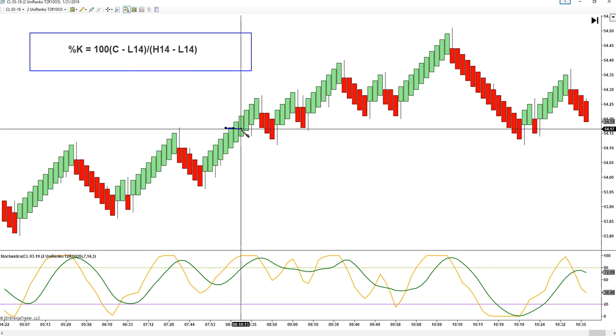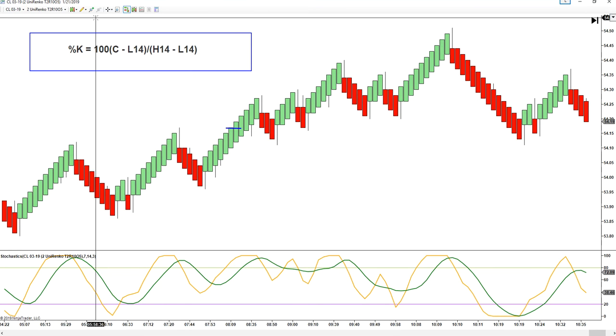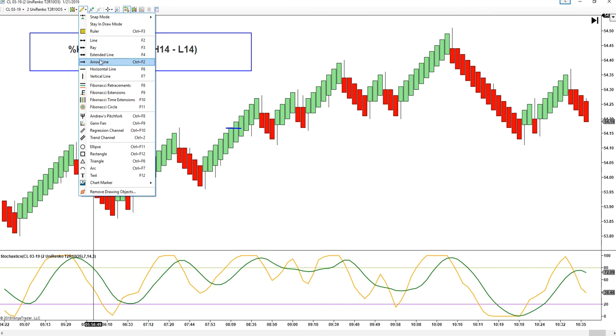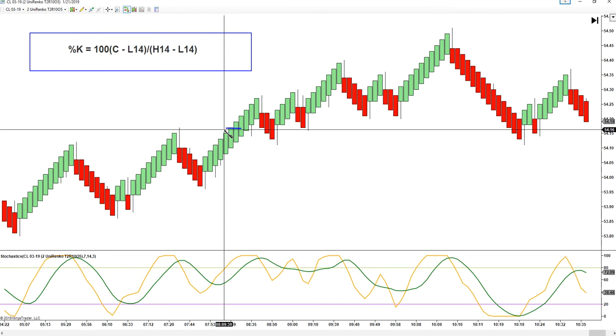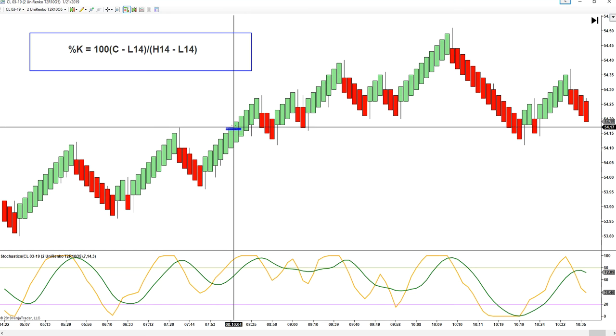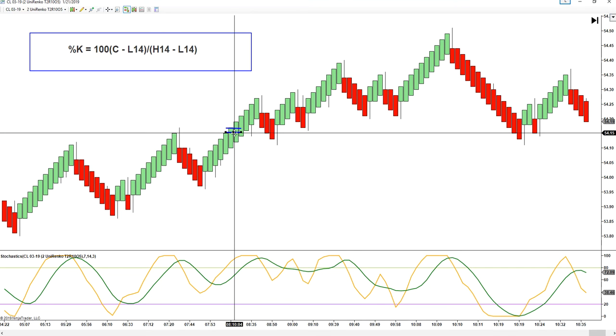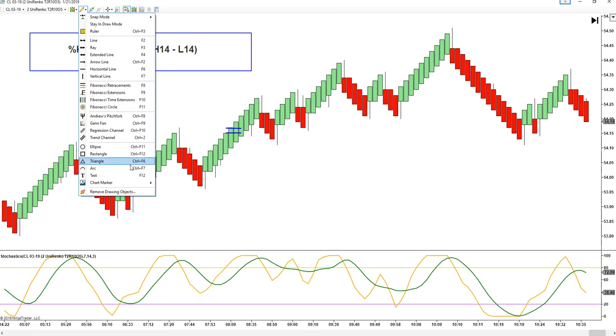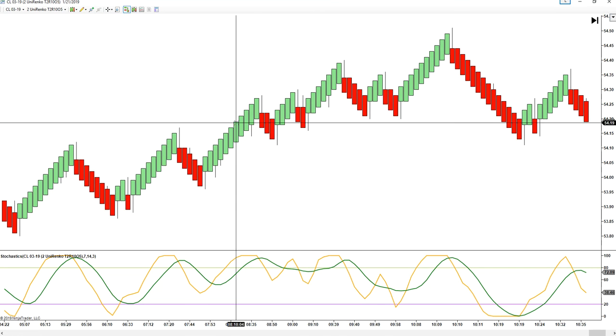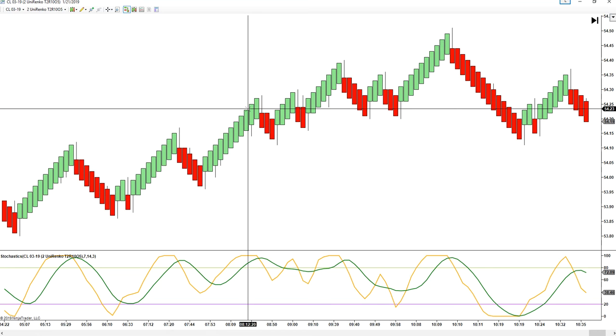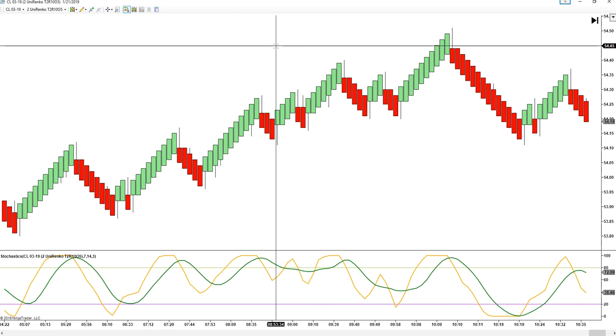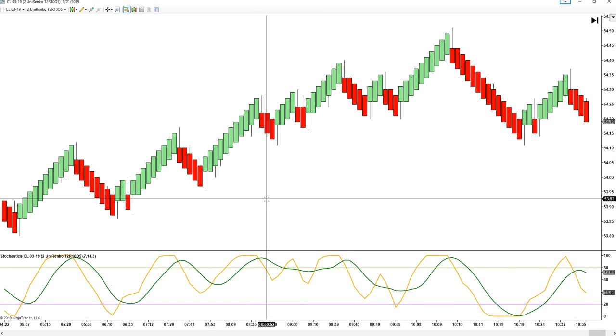If this is the high of the candle, and the close of the candle is close to the high, then you have a lot of momentum. As the close starts to retreat off the high, then momentum is starting to wane. And that's all these formulas do, is compare the relationship between the close of the candle to the high of the candle, or the close of the candle to the low of the candle.